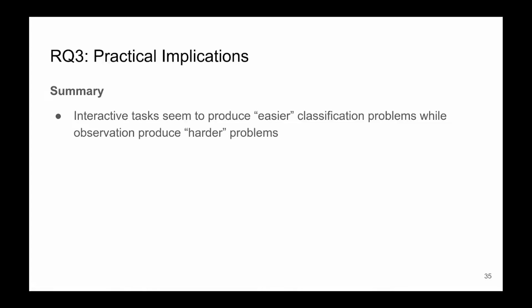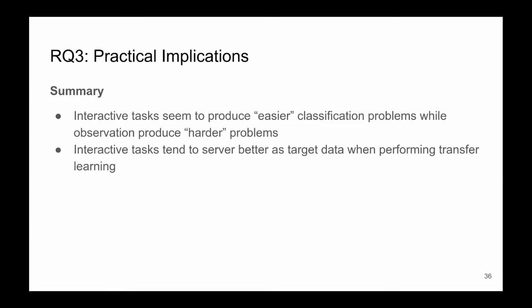So just as a quick summary of some of the practical implications that we extract from these results, the first being that interactive tasks do seem to produce easier classification problems, while observations seem to produce relatively harder problems. Furthermore, we can see that interactive tasks tend to serve better as target data when performing transfer learning. This is very clear for the OAA task in particular. It seems to be very good at acting as the target data and very bad at acting as the training data in some different aspects of transfer.